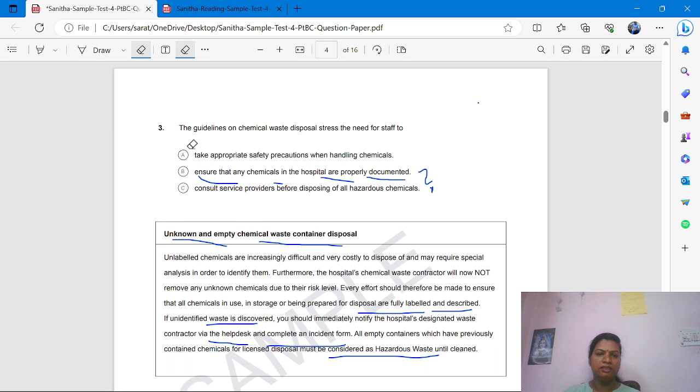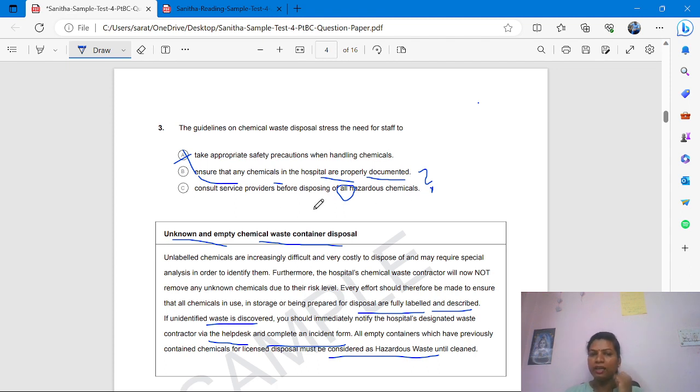First option is not saying anything. Then we come to the second. Something is being said about the second. Third: consult service providers before disposing of all hazardous waste. Sometimes they make us confused. Consult service providers before disposing of all hazardous chemicals. We have to inform the hospital waste container contractor, who will collect all the waste.